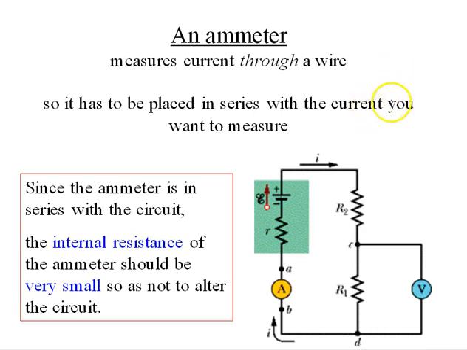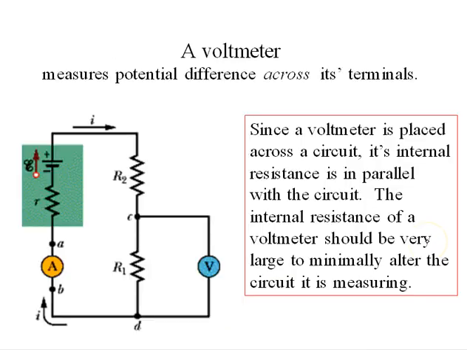So in review, an ammeter measures current through a wire, so it has to be placed in series with the circuit you want to measure. We want that internal resistance to be very small, or ideally zero. Our voltmeter in turn measures voltage across a circuit, so its internal resistance is in parallel with the circuit. We want that internal resistance to be very large to minimally affect the circuit that it's measuring.